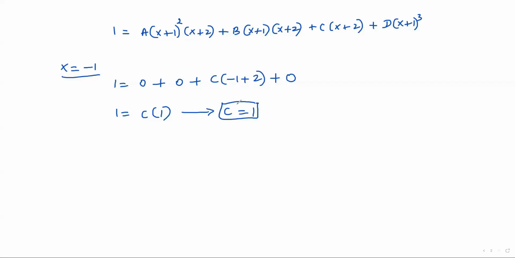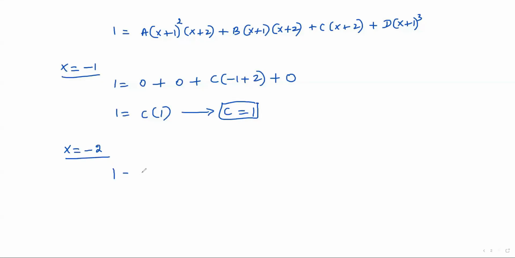Okay, in this way, now I have to plug in some other value for x, so that three unknown constants become 0, and I get the value of the fourth unknown constant. So if I plug in x equal to -2, this part will become 0, so A will vanish. This part will become 0, B will vanish, this part will become 0, C will vanish. I'll be getting the value of D. Okay, now let me plug in x equal to -2.